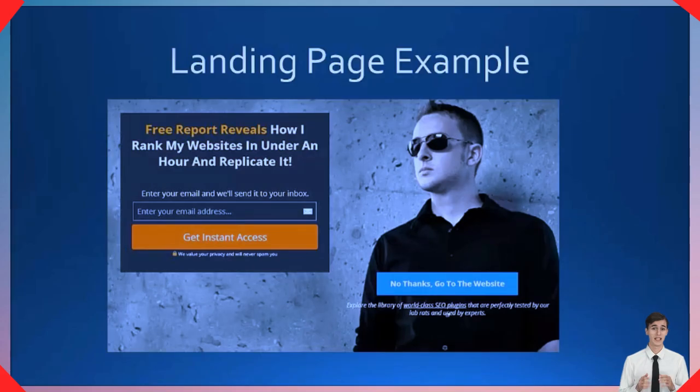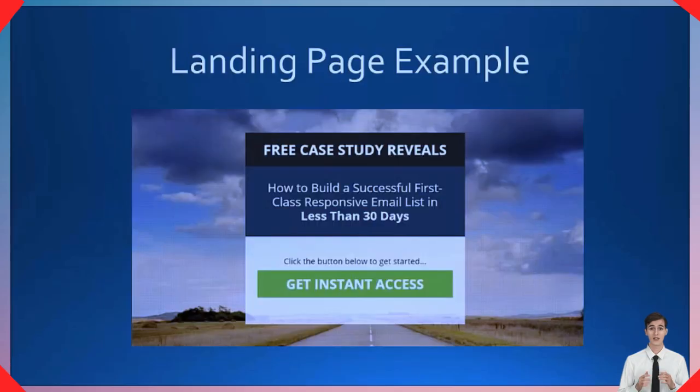Here's an example of a landing page. You can see here, this is basically a report. It says, free report reveals how I rank my websites in under an hour and replicate it. So this is telling people what they're going to get, a free report, and you could use a simple page like this. It has an image in the background, and it's something a lot of people are more used to nowadays with their opt-in forms. You could put in an opt-in page similar to this and use that as an example.